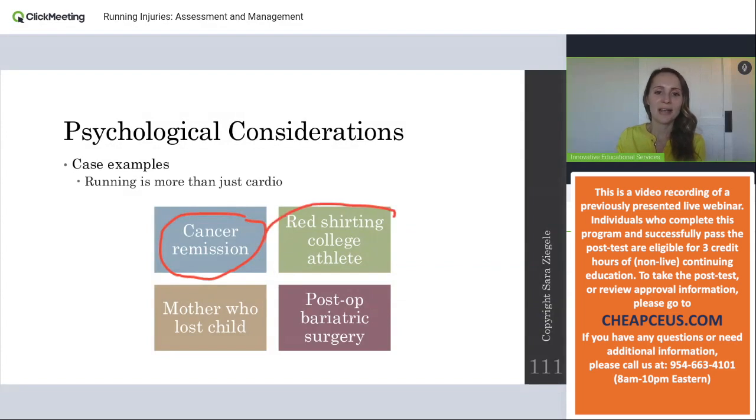The redshirting college athlete, similar to the one we were talking about before, the option to redshirt comes with a lot of other factors, right? That is an additional year of college for someone. That might be deferring graduate school. That might be not graduating with their same cohort anymore. Those are big factors. Those are life changes for someone, not just sit on the sidelines kind of discussions.